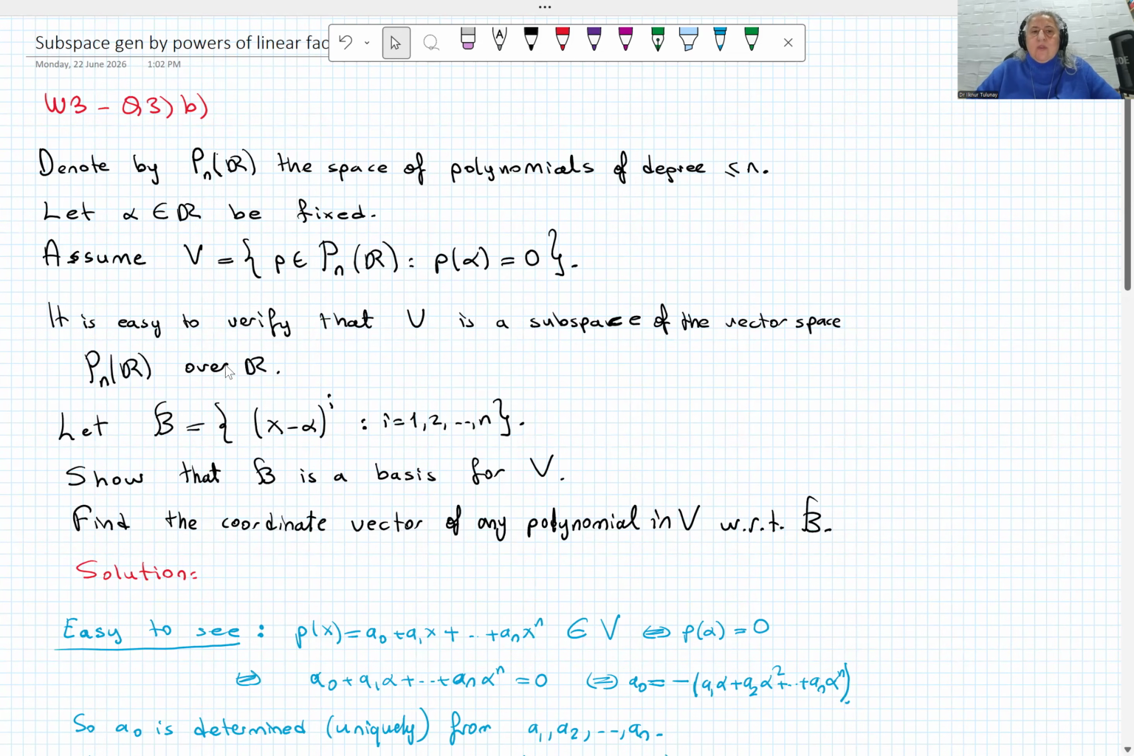for this question. In this question, we have a set B. These are the powers of the linear factors, x minus alpha, (x minus alpha) squared, and so on. And we would like to show that B is a basis for V. And we would like to find a coordinate vector of any polynomial in the subspace V with respect to the basis B. There we have two tasks to do.